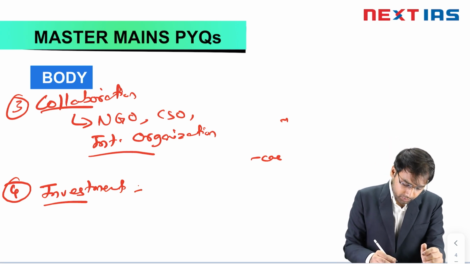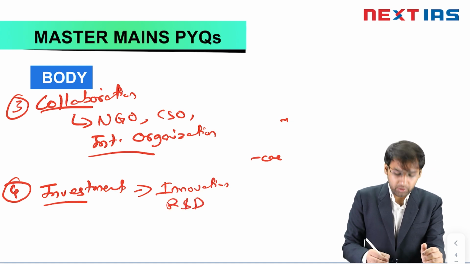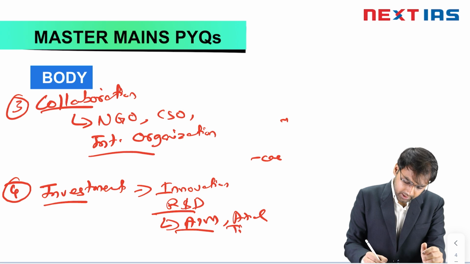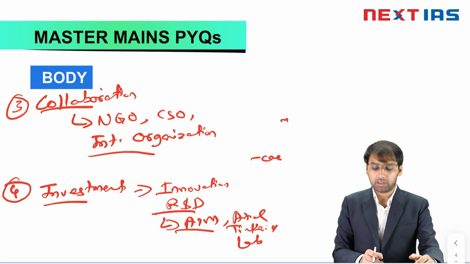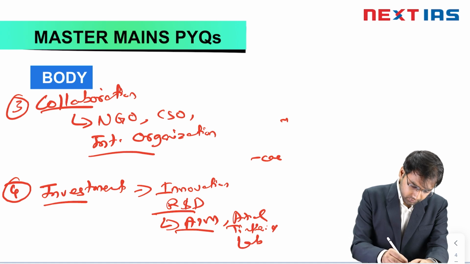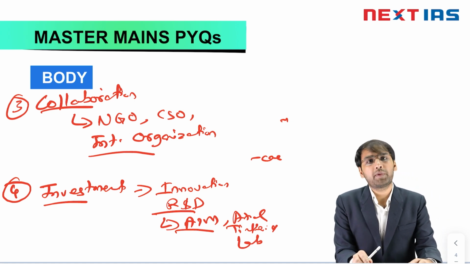So investment should be on innovation, R&D, etc. Here you can quote examples like Atal Innovation Mission, Atal Tinkering Labs. All these things could be your plus points to answer this question. Then focusing on, okay, so this should be your major aspect.